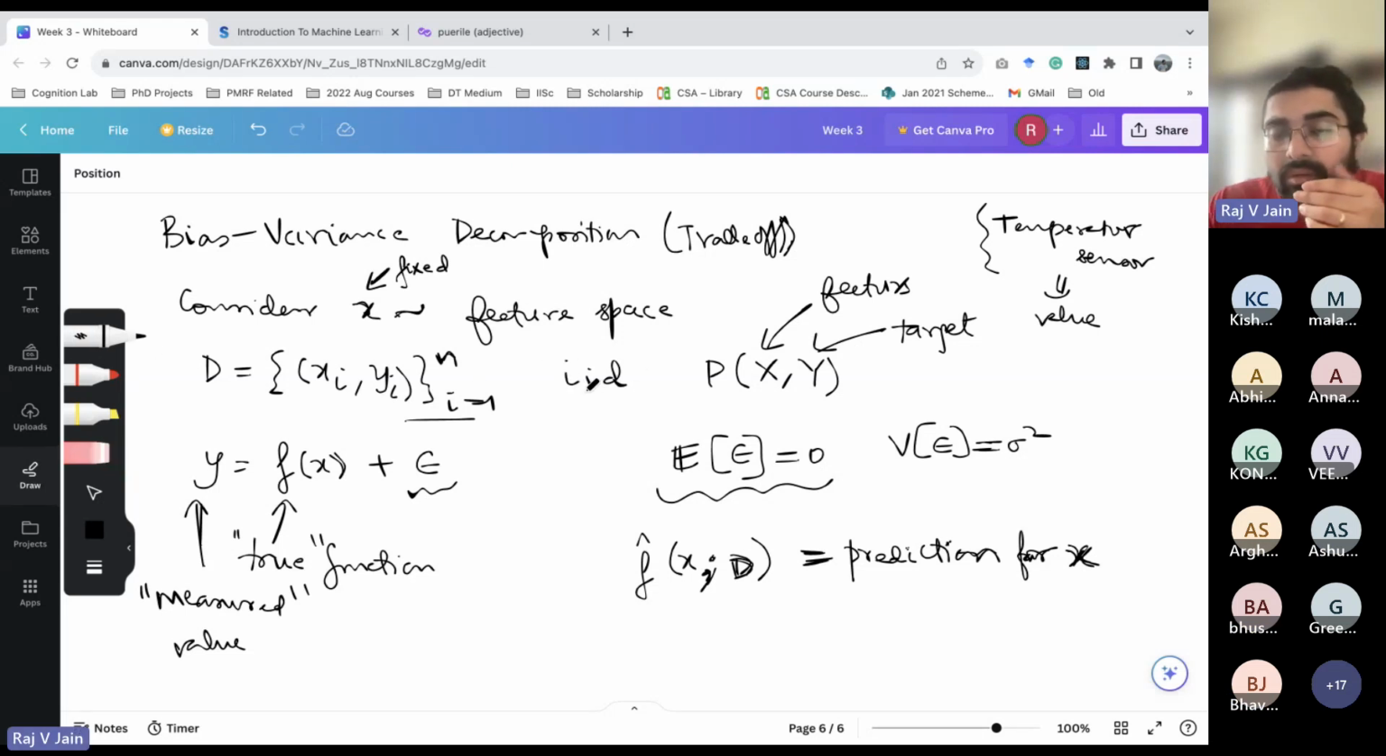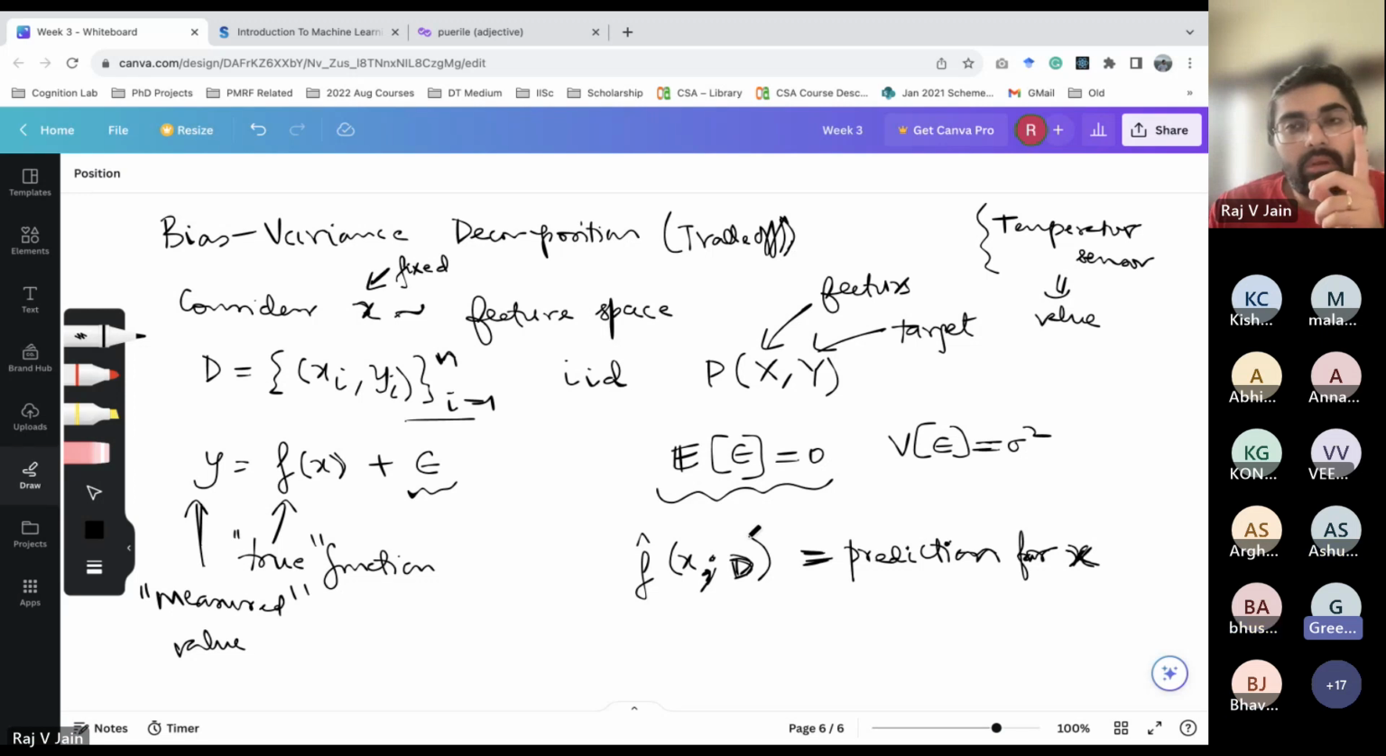What has randomness in what? In the prediction for x there would be some randomness plus noise, because there is noise in the data. Okay, you're coming close there. So noise in the data is there. But why? So you're saying that D itself is random.